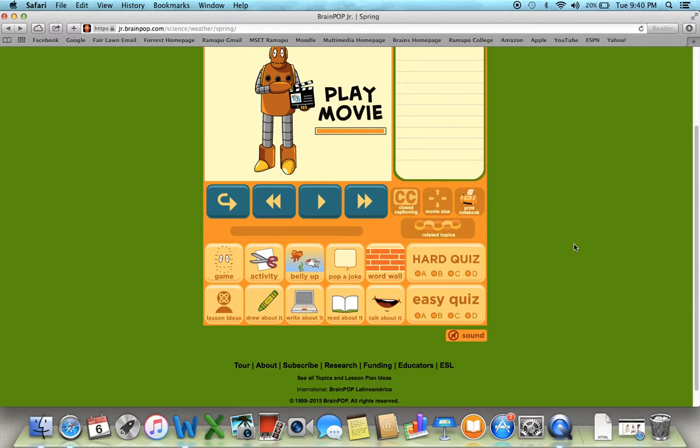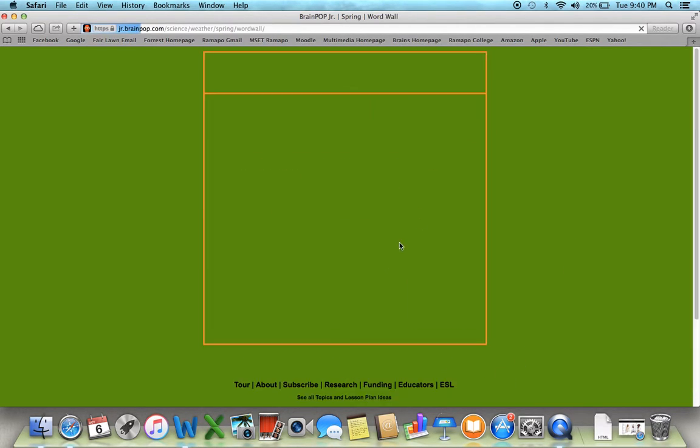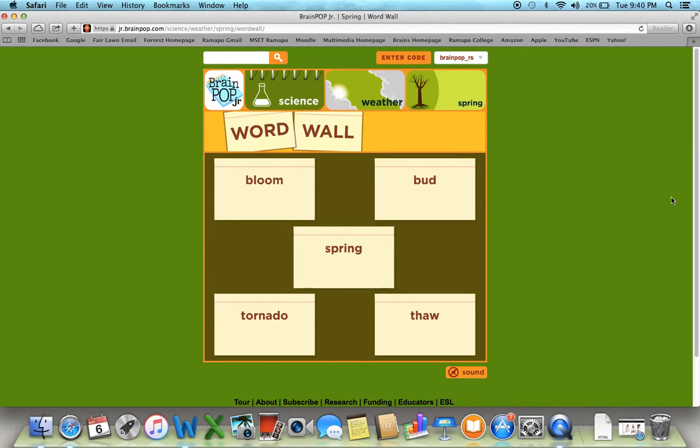Another feature that I love about this website is the word wall section. This reviews the vocabulary words that were covered in the video that the kids just watched. This has the voice option as well. If you hold the mouse over the word, it will read it aloud for you. This would give the definition.